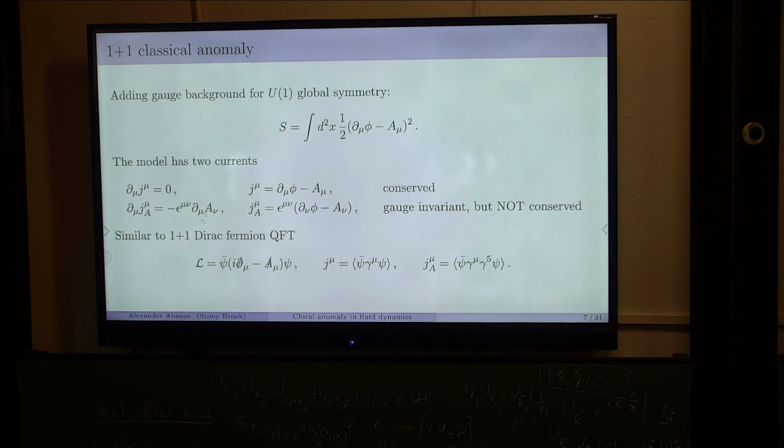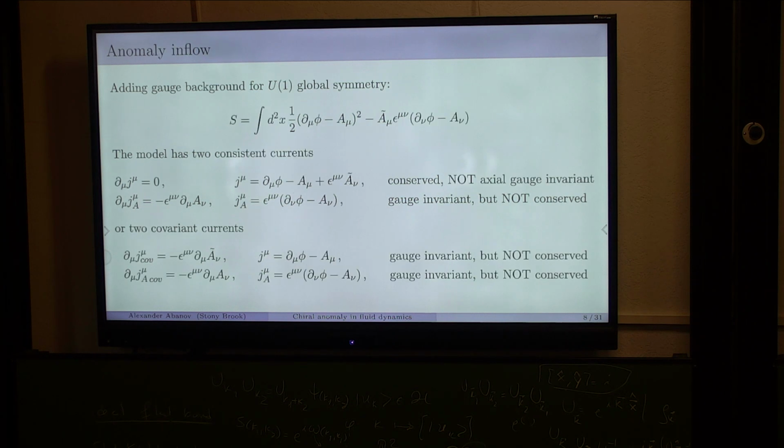Of course, you can also recognize that these equations are very similar to the ones for a one-dimensional Dirac fermion in quantum field theory, where the vector current is played by this expectation value, and the axial current is the axial current in Dirac fermions.